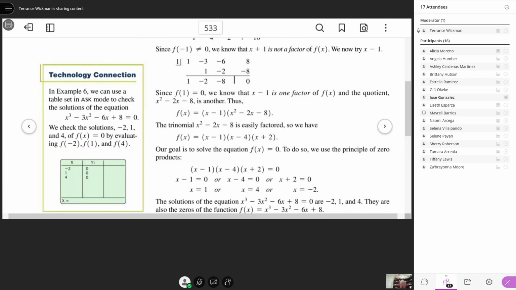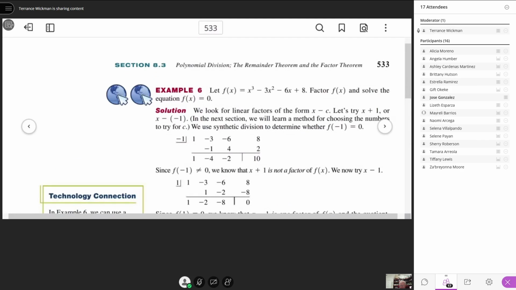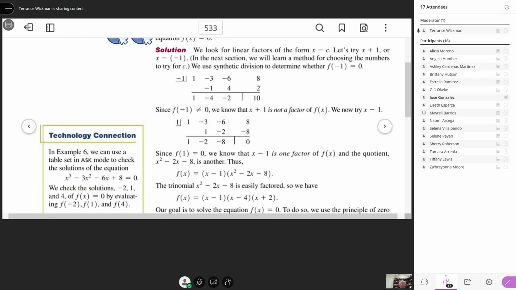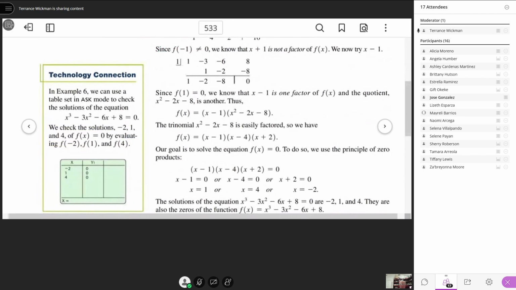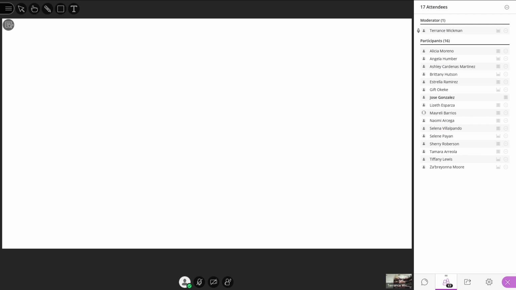Again, the equation was x cubed minus 3x squared minus 6x plus 8. We found out that 1 was a factor, they showed it. Doing the math portion using FOIL, we found x minus 4 and x plus 2, which would mean 4 and negative 2 are factors. But let's check. I don't believe it. Let's say we don't believe it. So I'm going to give you some practice on this with me. I want you to see it done.